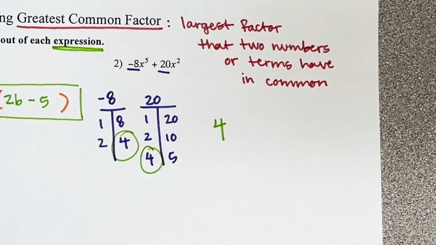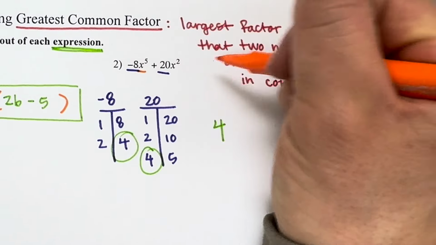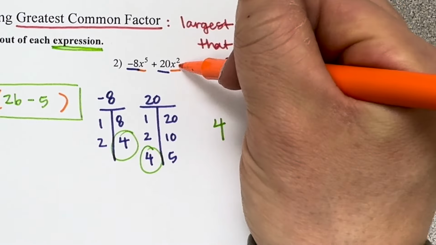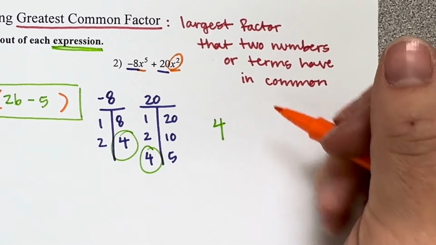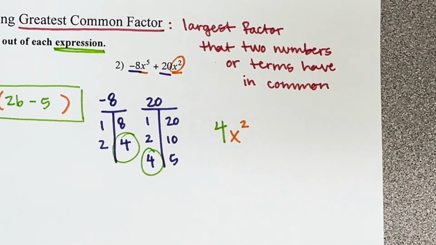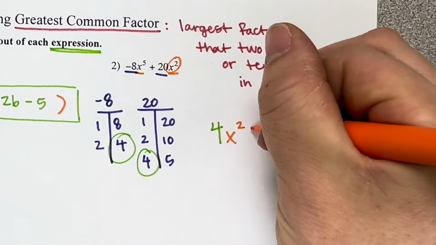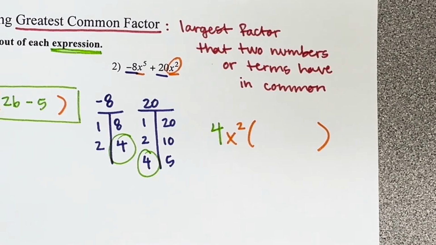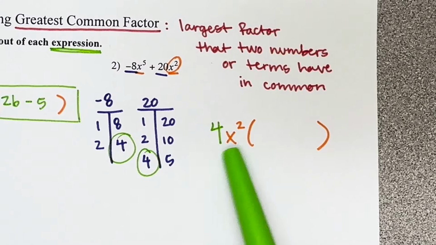Now I have variables I have to look at: x to the 5th and x squared. Same rules apply here with variables. Take the lesser amount. The lesser amount is what can come out. So x squared is able to come out. That's our GCF. And now we need to figure out what's left inside by dividing this out.